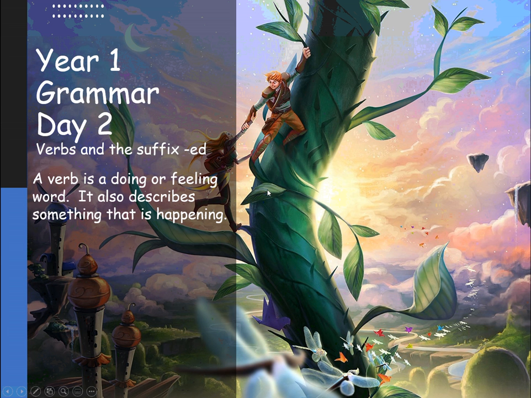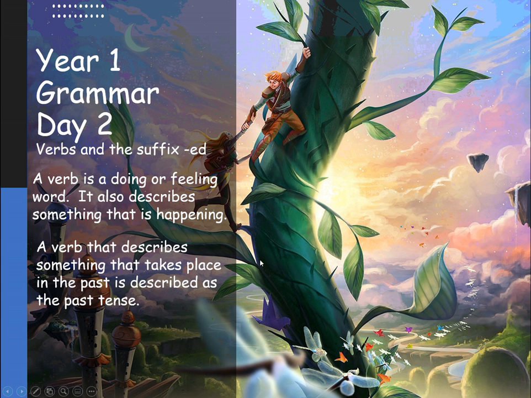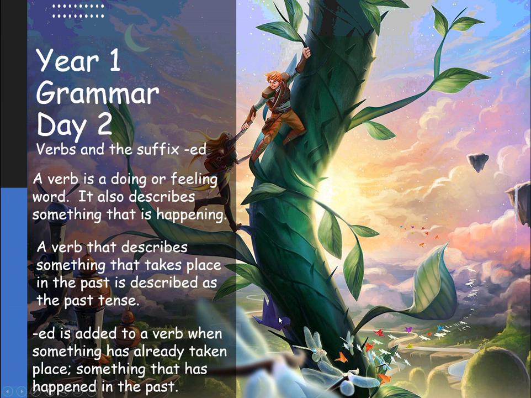Okay, so a verb is a doing or feeling word. It also describes something that is happening. A verb describes something that takes place in the past. A verb that describes something that takes place in the past is described as the past tense. And an ed is added to the verb when something has already taken place, something that's happened in the past. So that's what an ed does to a verb. It makes it become the past tense.